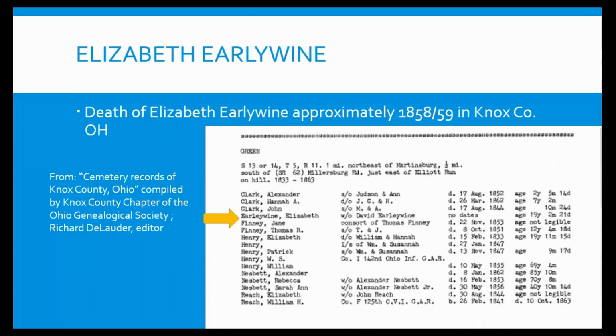So I went and looked at our cemetery book, which is a print book, an actual physical book for Knox County, Ohio. And I found a sad listing for Elizabeth Earlywine, wife of David, dying at age 19. And so this would make her dying around 1858 or 59, which leads me to wonder whether she might have died in childbirth.